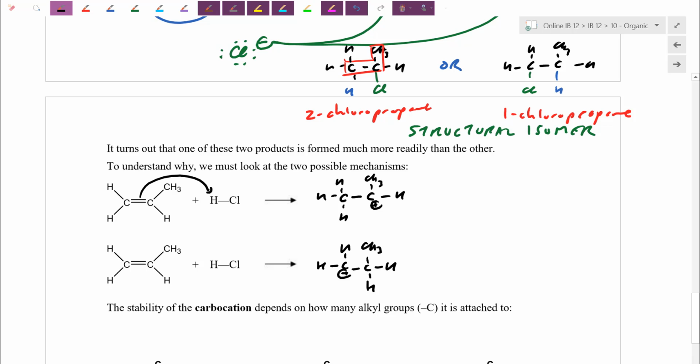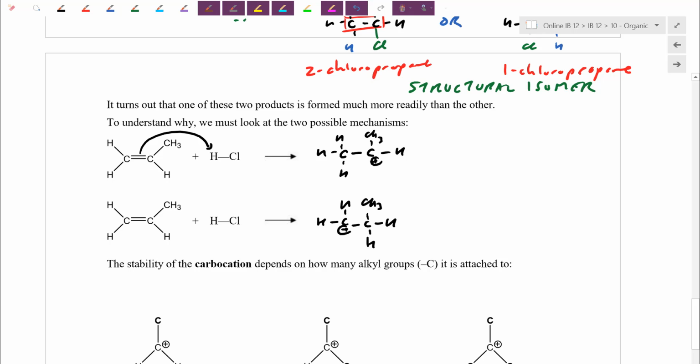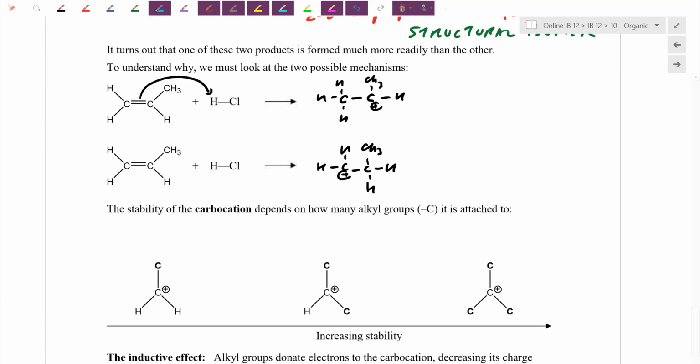Because it's asymmetric, this time I'll know the difference. The reason why experimentally one forms much more readily, you might end up getting both, but usually we refer to one as a major product, one is much more common than the other one. It actually has to do with this middle step here. Carbocations in general are unstable.